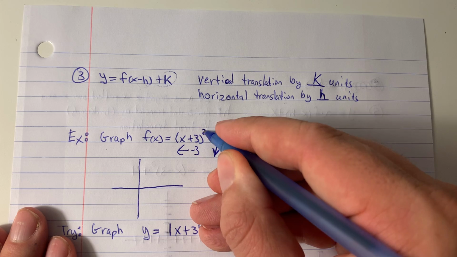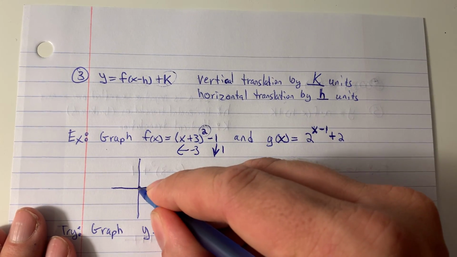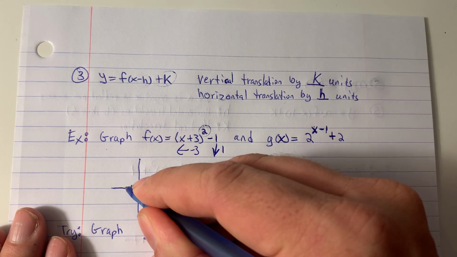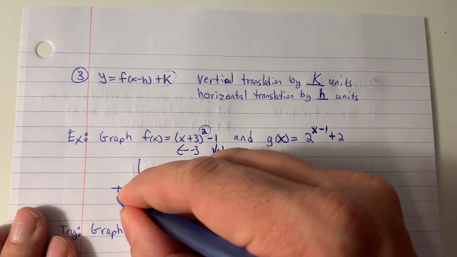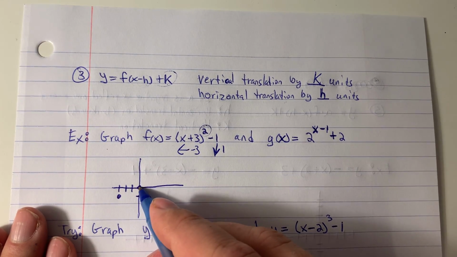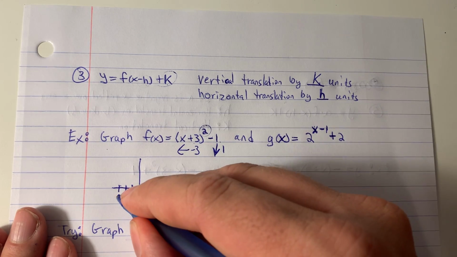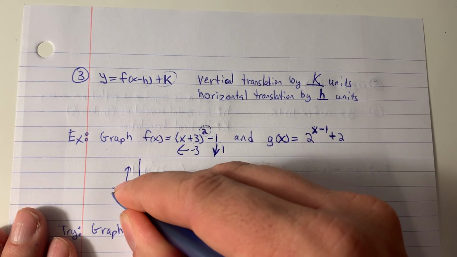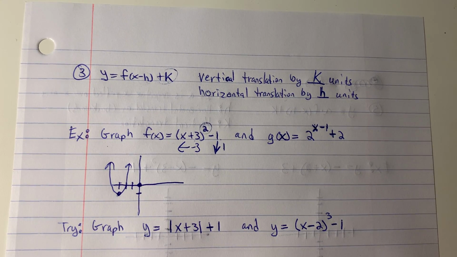And so when we graph it, this is the quadratic parent function. It's going to make a parabola. Instead of having a vertex at 0, 0, we're going to count 1, 2, 3 to the left and 1 down. And the vertex is going to be at -3, -1. So 3 to the left and 1 down. And from there, it makes a parabola. Hopefully we feel okay about that translation.